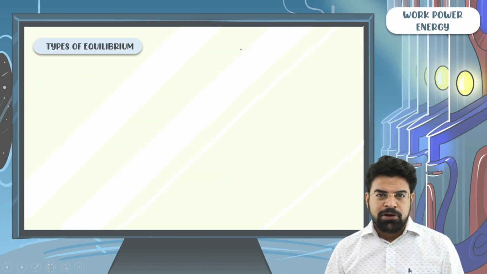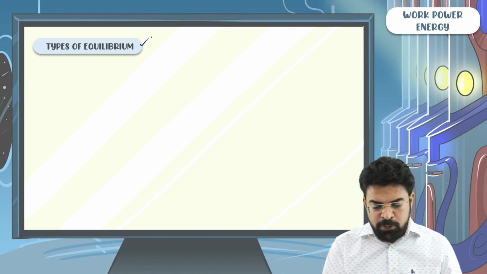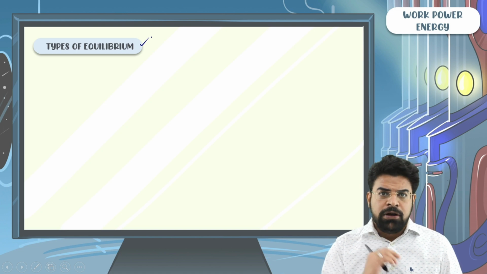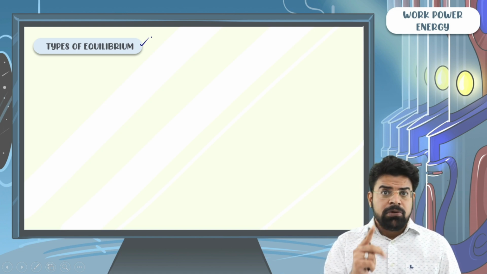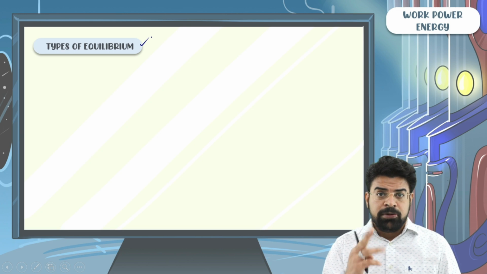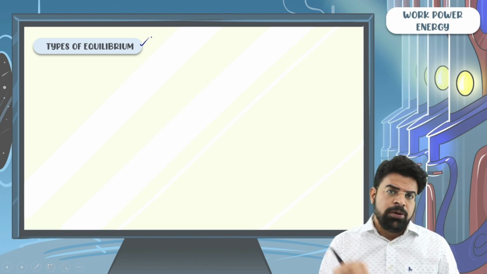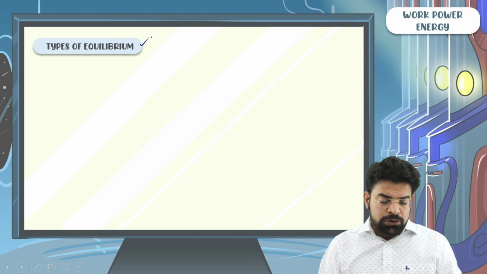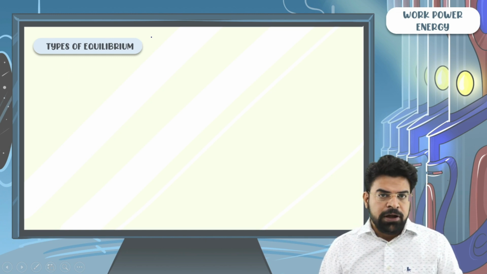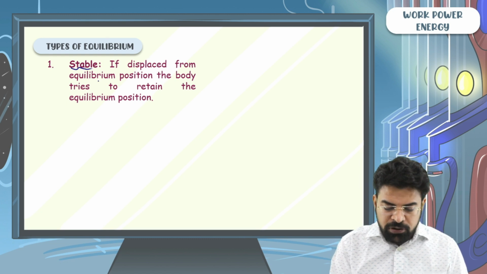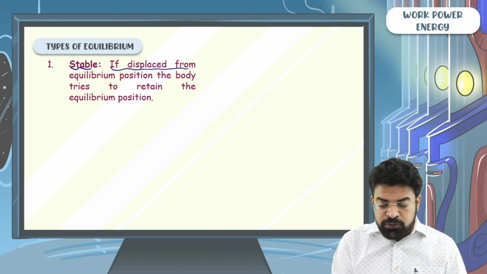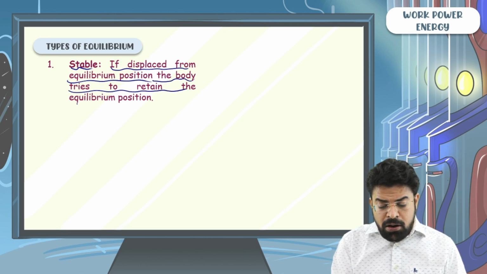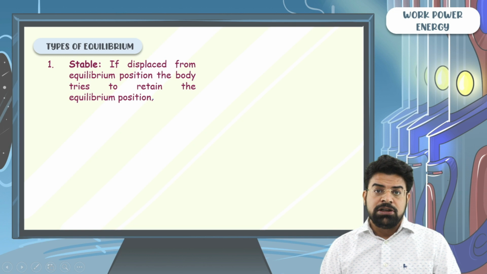So let's continue. Now let's talk about the types of equilibrium. There are 3 types of equilibrium: stable equilibrium, unstable equilibrium, and neutral equilibrium. But what exactly is equilibrium? Equilibrium is the state where the net force is 0. So we have classified 3 types of equilibrium. First, let's talk about stable equilibrium. If displaced from equilibrium position, the body tries to re-attain the original equilibrium position. It is called stable equilibrium.